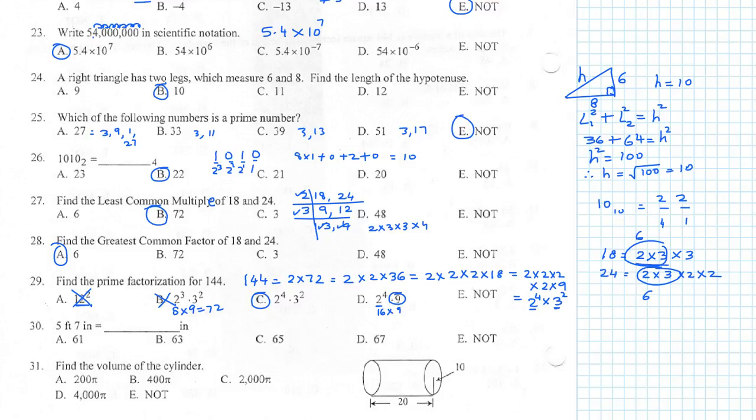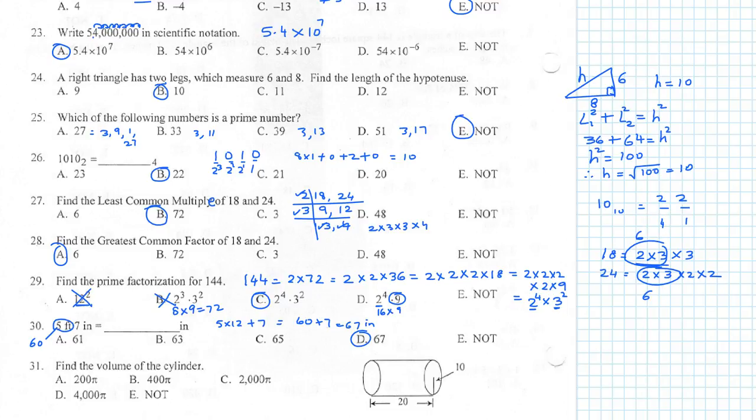Question 30. 5 feet 7 inches is equal to how many inches? So 1 foot has 12 inches. So 5 feet will have 5 times 12 and then plus 7. So this will be equal to 60 plus 7, which is 67 inches. So 5 feet is 60 inches, and then we add 7 inches to 60, and that gives the answer 67 inches. So D is the right answer.